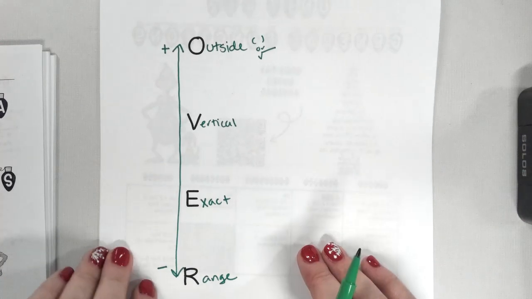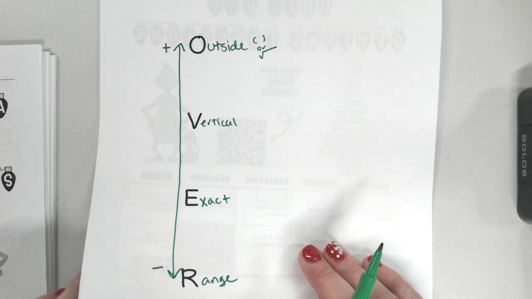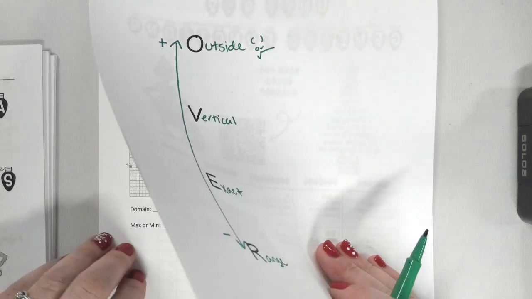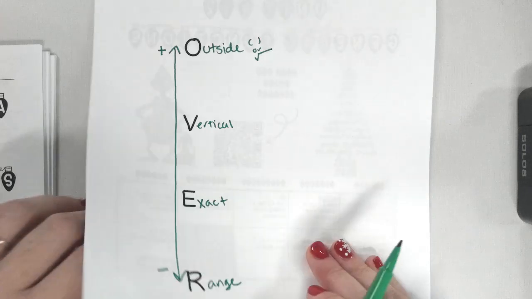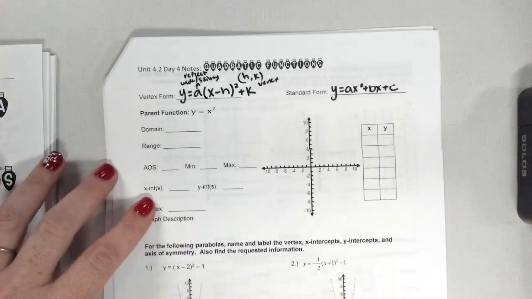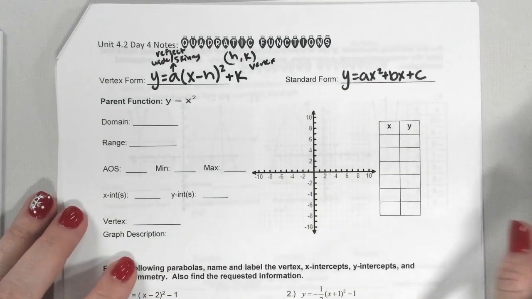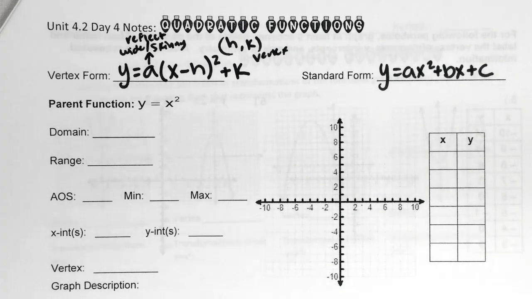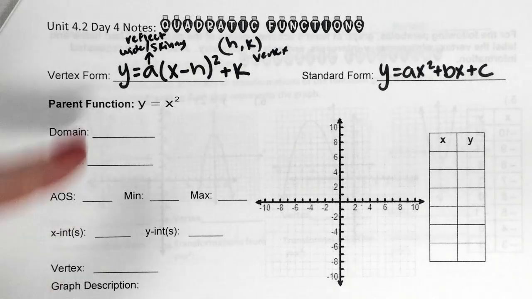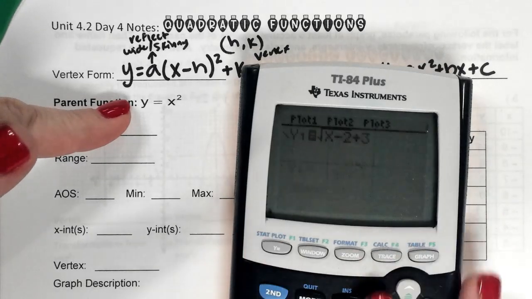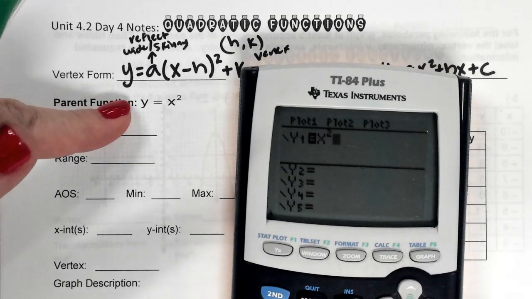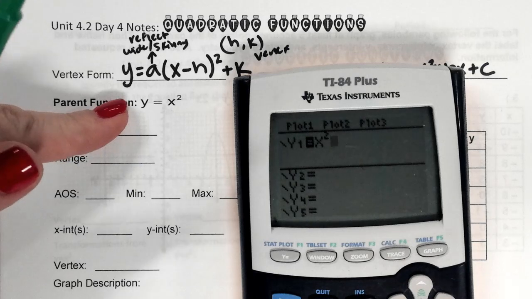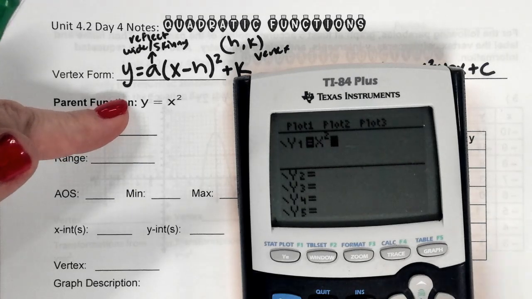Okay, so flip back to your notes. Okay, so knowing that, we're going to get started. Now, when I say changing, the IHOD over is comparing your parent function to your new function. So let's talk about our parent function first. So using our calculator, we're going to type in our parent equation, and we get x squared. This is the simplest quadratic equation possible. Okay, your parent function is always the simplest.